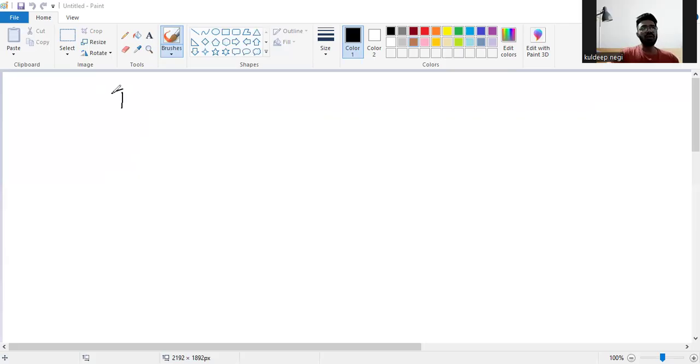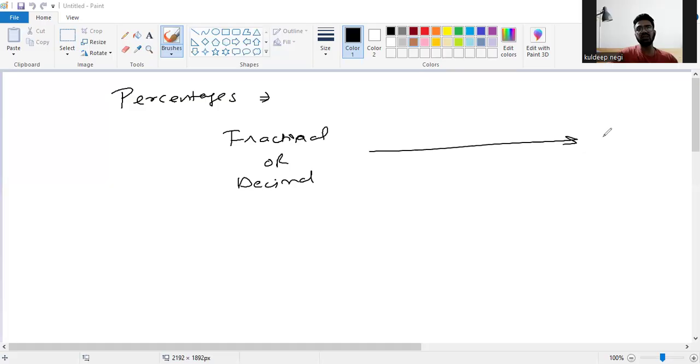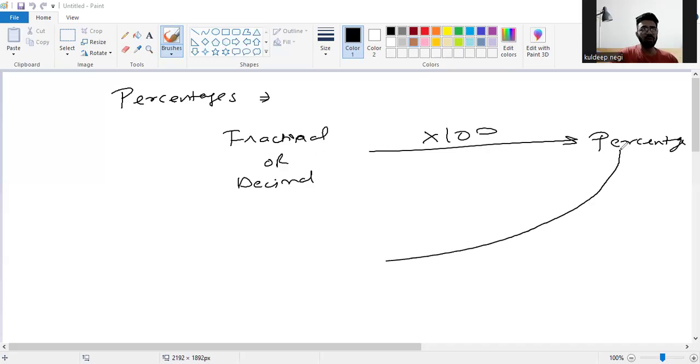Now I will be talking about percentages. First of all, if you want to convert any fractional or decimal value into a percentage, you have to multiply that fractional or decimal value by 100. That is a very important thing that you should know. And if you want to come back from a percentage to a fraction or decimal, you need to divide it by 100.